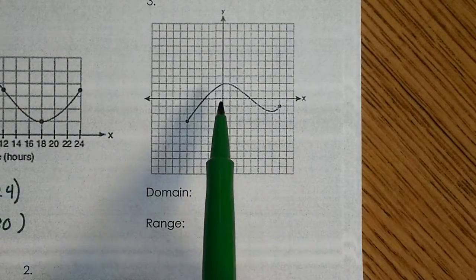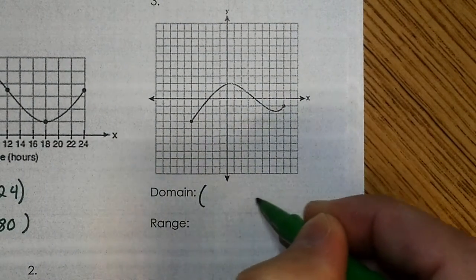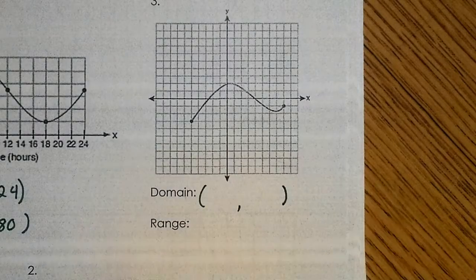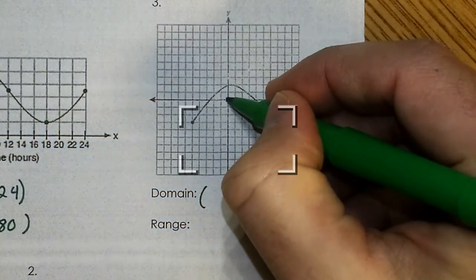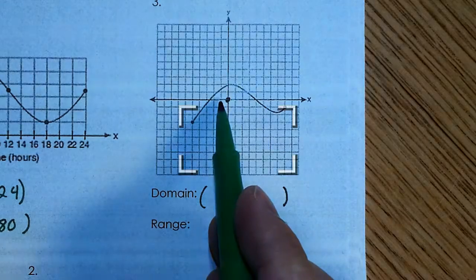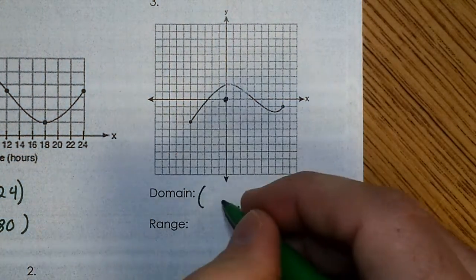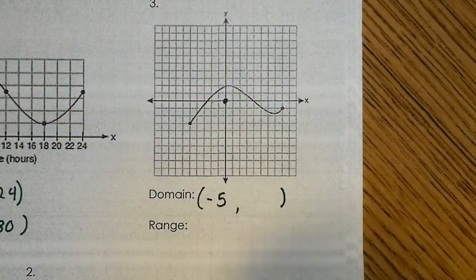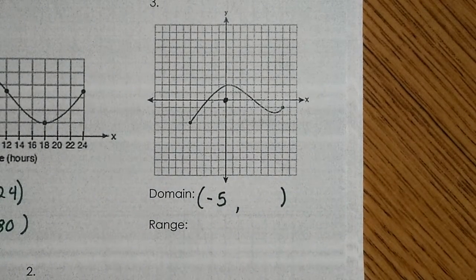So the domain here, remember, domain deals left to right. How far left did this graph go? So that's 0 right there. 1, 2, 3, 4. Negative 5? Yeah, excellent. Negative 5. Good. How far right did the graph go? 8, yeah.